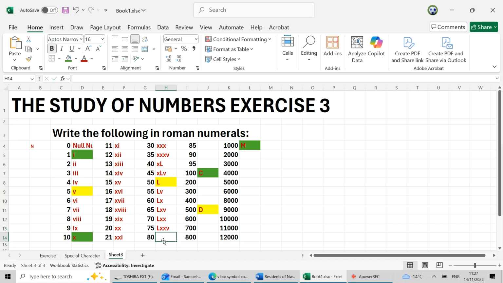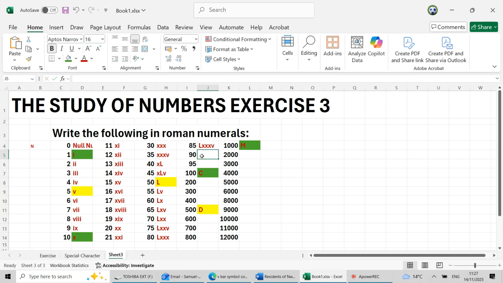And 80, we have our L for 50 plus 30, which is triple X. That is our 80. Now 85 is L for 50, XXX for 30, which gives 80, and then 5. That's 85 for you, my friend.